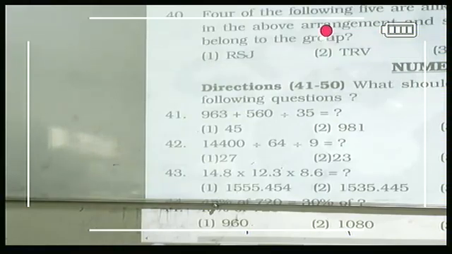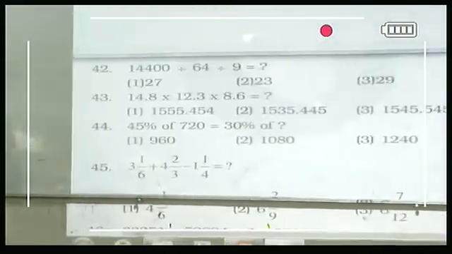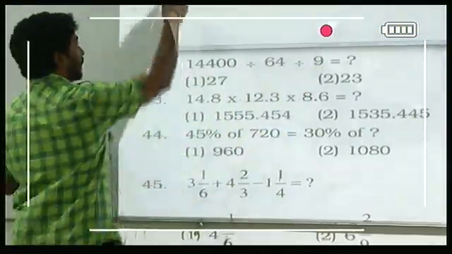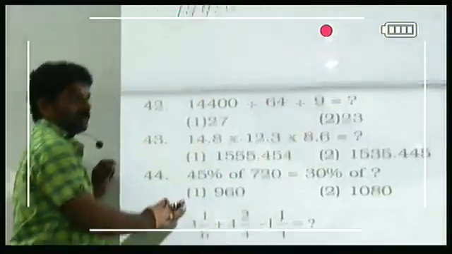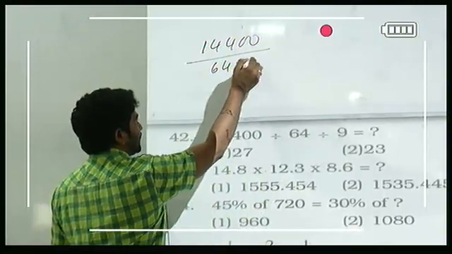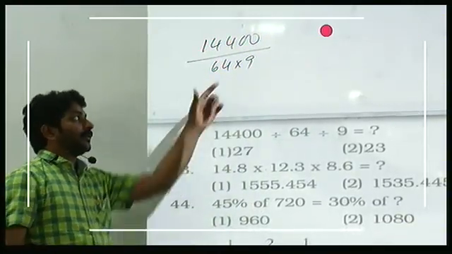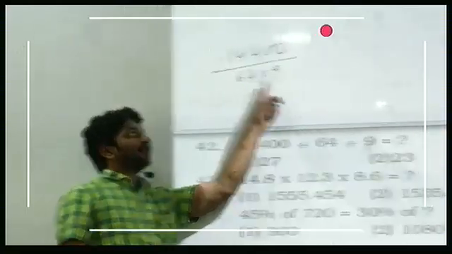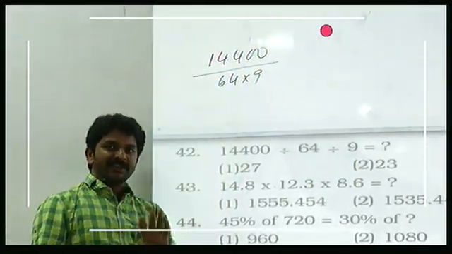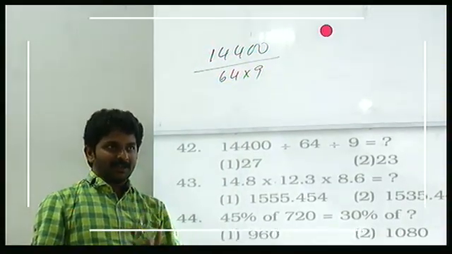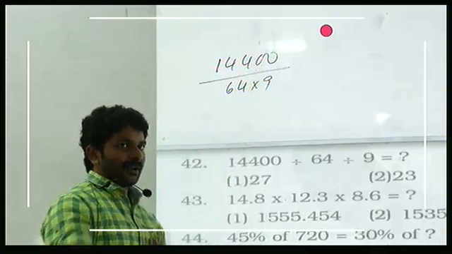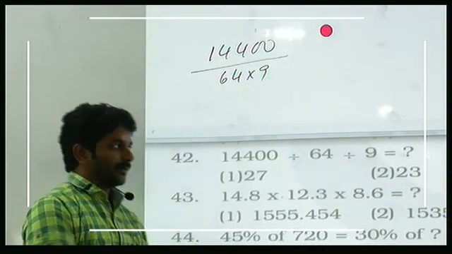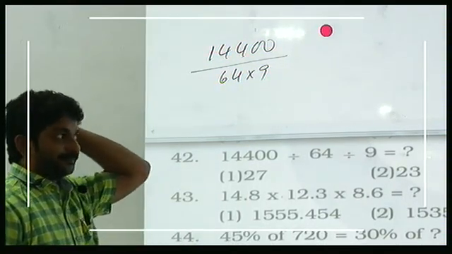Next 42. So first number comes in numerator and in denominator you will have 64 and 9. 14400. 64 and 9 comes in denominator. Yes or no? Right. So denominator is 64 9 times. Last digit verification. 4 9 times. What I mean to say is it's a non-zero number. And numerator we have zeros. So your number should end with 5 or 0. Yes or no? How many options are there? Only one. 25.